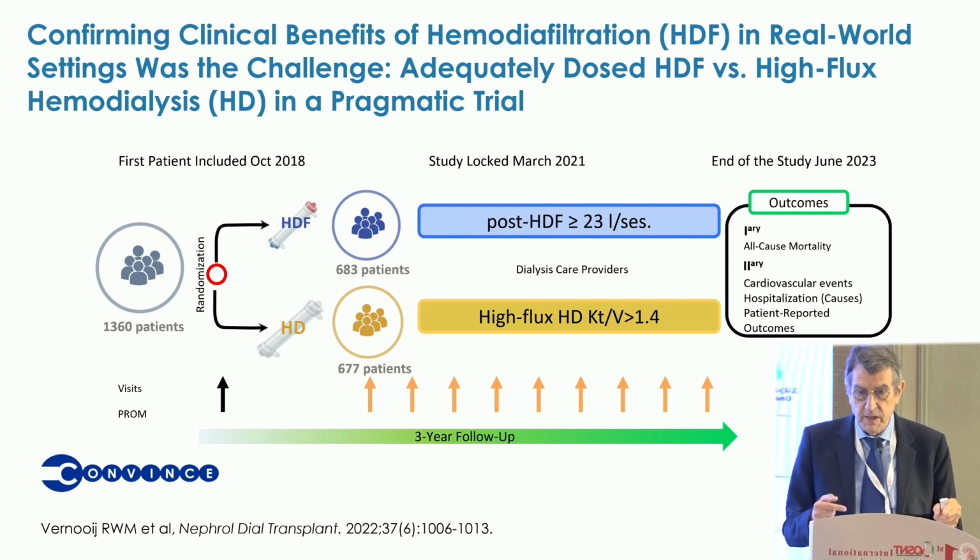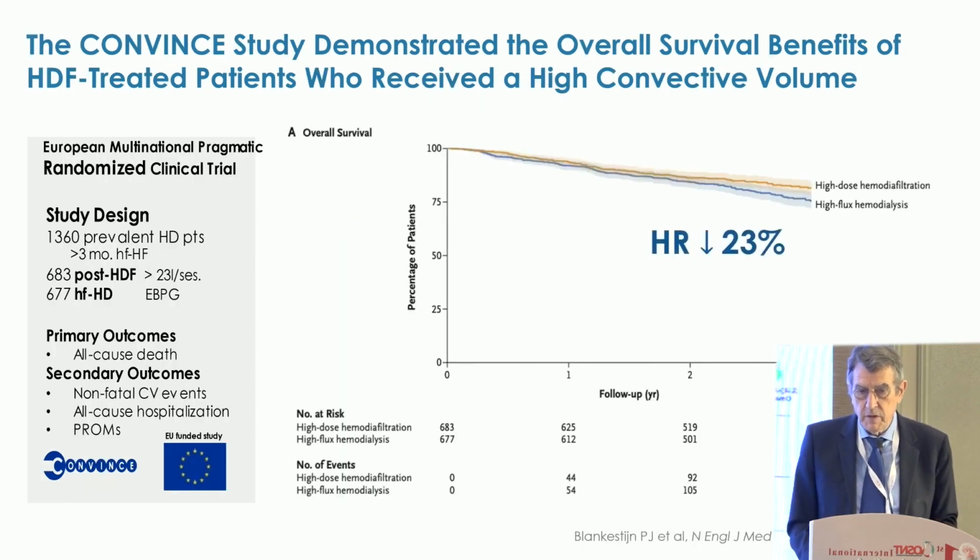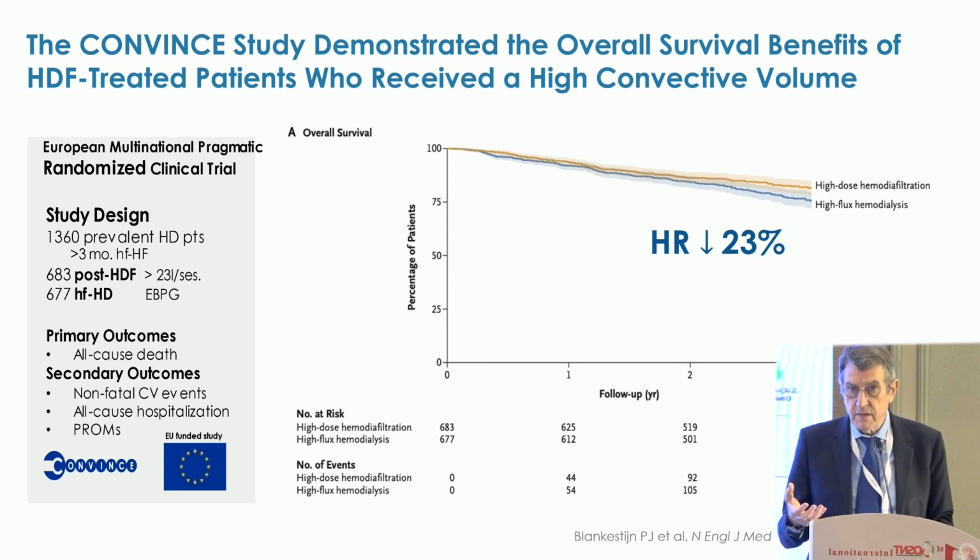High flux hemodialysis, the target was to get more than 1/4. Follow-up 3 years, and the outcome I will show you in a minute. And what the CONVINCE show that relative risk of death from all cause is reduced by 23%. So confirming what I said previously.